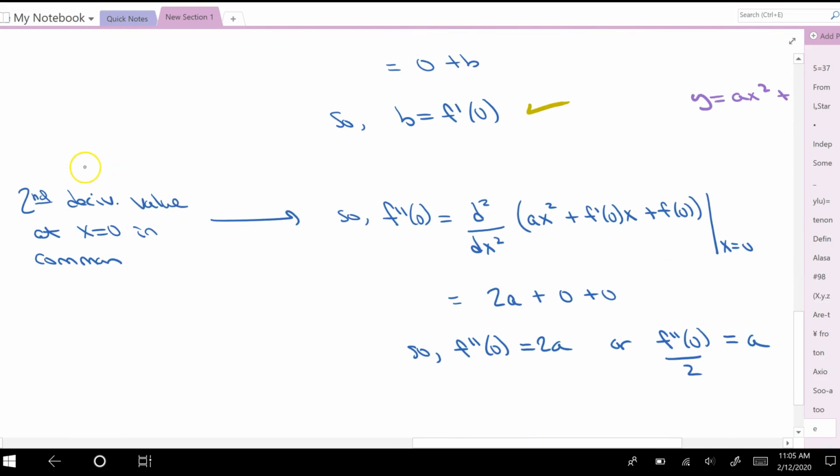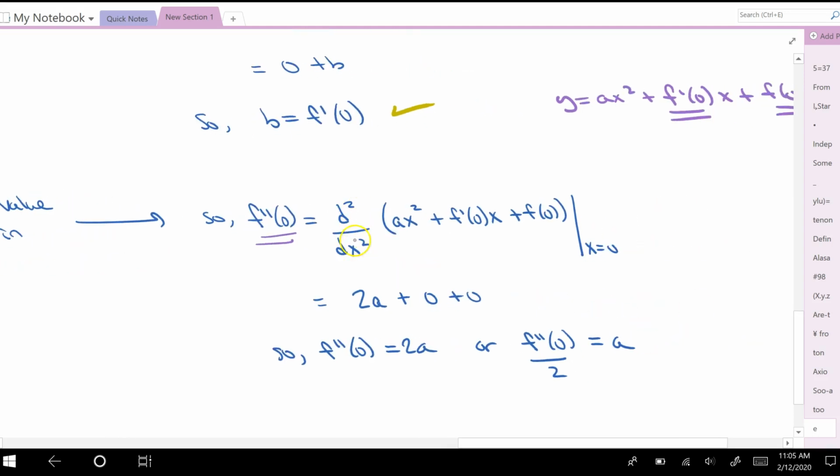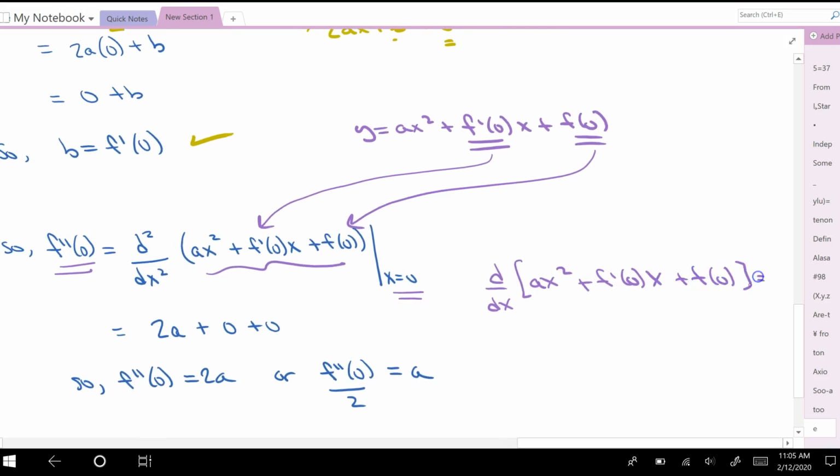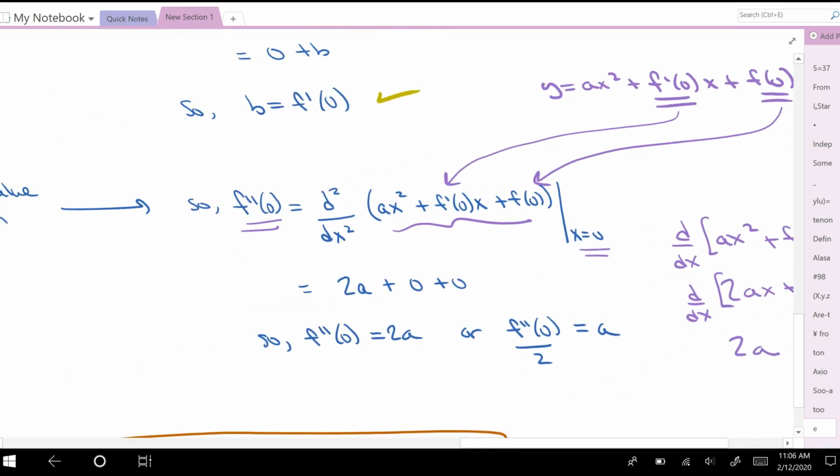This new criteria, I want the second derivative value at x equals 0 to be in common. That means f double prime of 0 needs to equal the second derivative of the quadratic function evaluated at x equals 0. And notice, you can see here how I dropped in the b and the c, right? Okay. And again, let's just take a little step over here. d/dx of ax squared plus f prime of 0 x plus f of 0 will equal 2ax plus f prime of 0, right, everybody? But then I want to take d/dx of this, which will then equal 2a, and the derivative of a constant just becomes 0. So that's where I am right here. So f double prime of 0 equals 2a plus 0, or a equals f double prime of 0 all over 2.